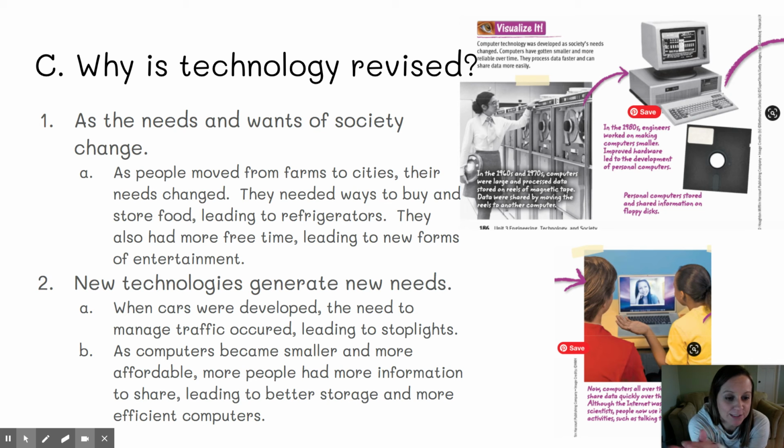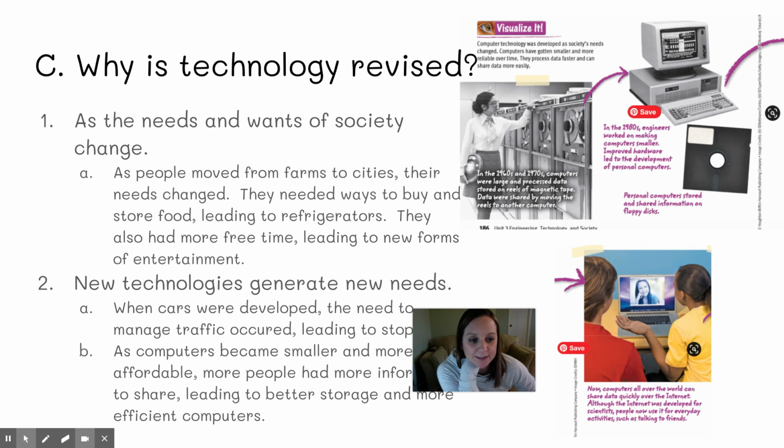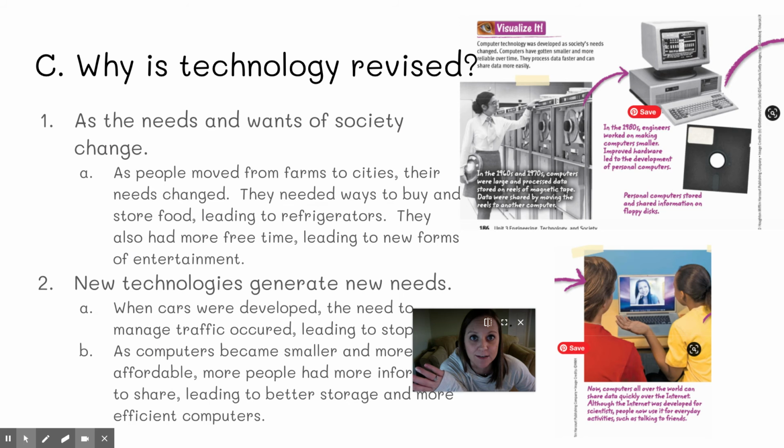Now you can see in the picture on the bottom, my webcam is kind of covering that, but it says now computers all over the world can share data quickly over the internet. Although the internet was developed for scientists, people now use it for everyday activities, such as talking to friends. We use it every day so that we can go to school and learn. So they're really versatile and easy to use now.